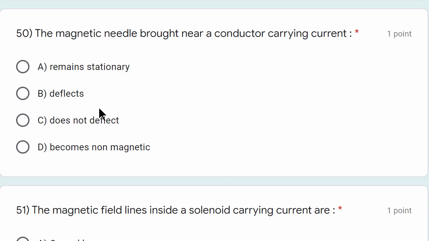Okay, 50th question. The magnetic needle brought near a conductor carrying current. What happens if you bring a magnetic needle near a conductor carrying current? We know that when a conductor carries current, a magnetic field is produced. So if you take a magnetic needle near the magnetic field, it deflects. That is the answer.